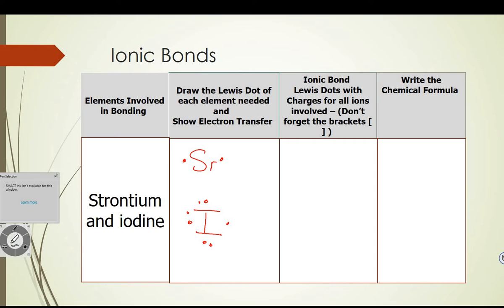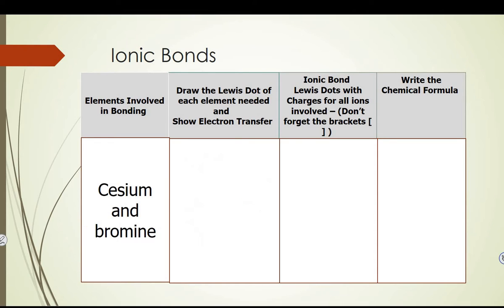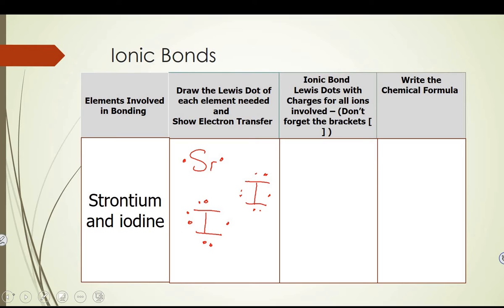Okay, so if you look at this, strontium has 2 to give away, but iodine only needs 1. So we actually need 1 more iodine, so I'm going to draw 1 more iodine in. And when I do that, it also says draw the Lewis dot of each element needed and show the electron transfer. So I want to show the electron transferring to iodine.